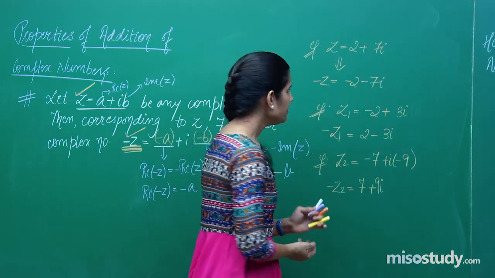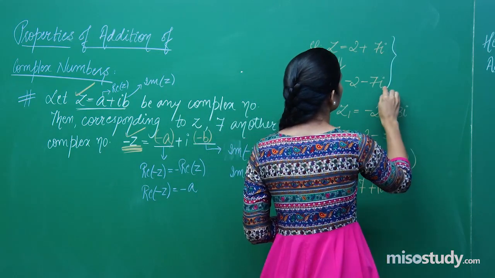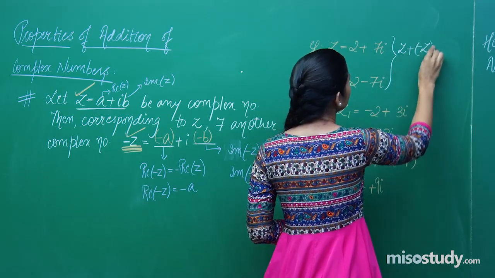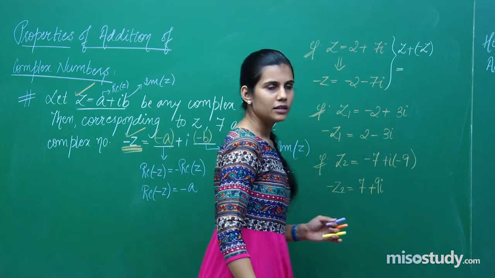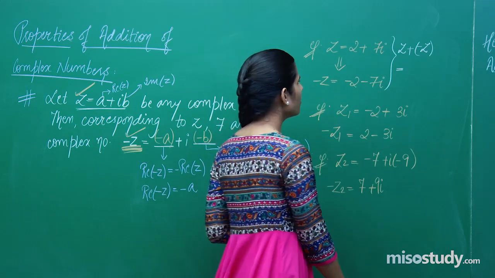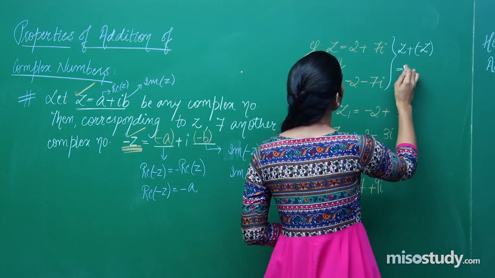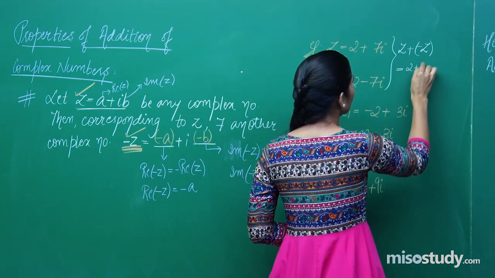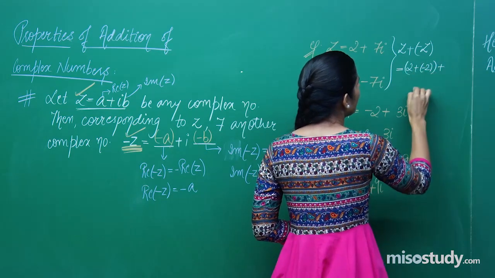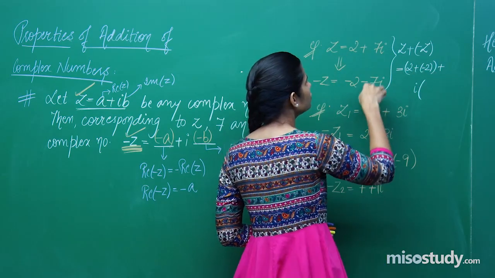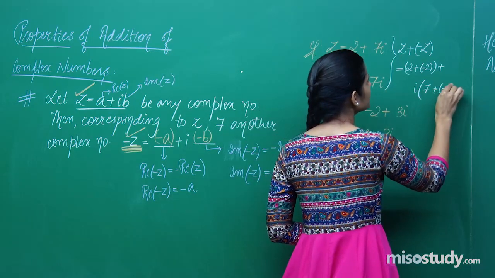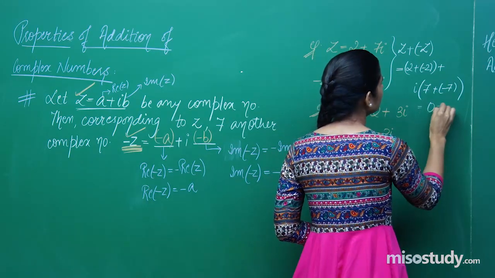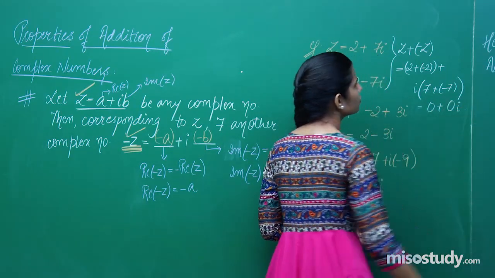What is the role? Let me emphasize upon something over here. Now z is a complex number, minus z is a complex number. Just add these two complex numbers. What do you get? You can add any two complex numbers. When you add these two complex numbers, you get a complex number whose real part is sum of the individual real parts 2 plus minus 2, and imaginary part is sum of the individual imaginary parts 7 plus minus 7. 2 plus minus 2 is 0 and again 0.